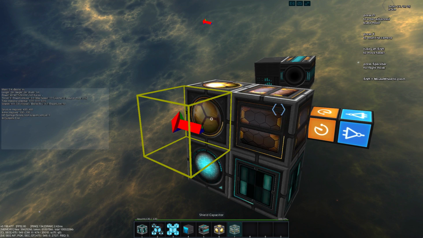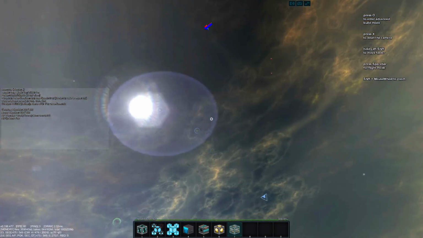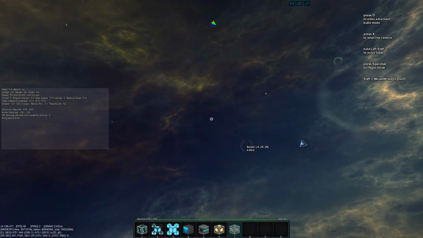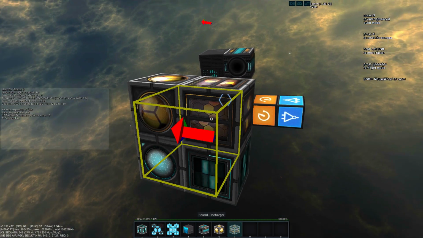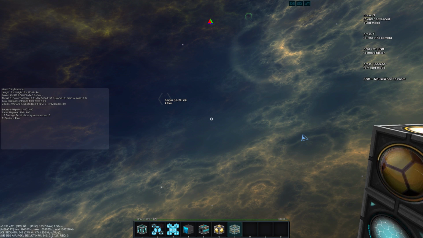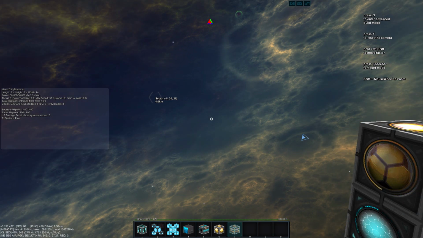What a lot of people do not know is that while shields are recharging, the power consumption of the shield recharge is increased by a factor of 10. So, this sucks out 50 energy right now because the shields are not full yet, but when they're filled up, this will drop back down to 5. So, now we are back to normal.